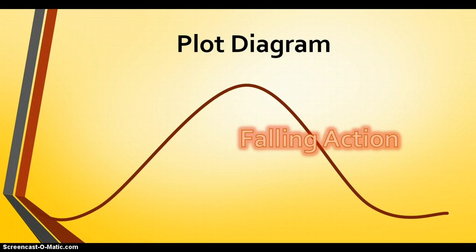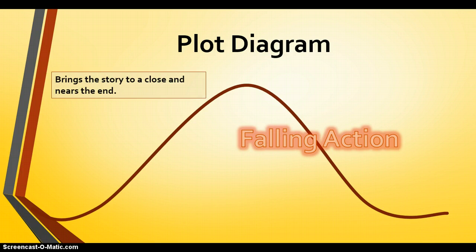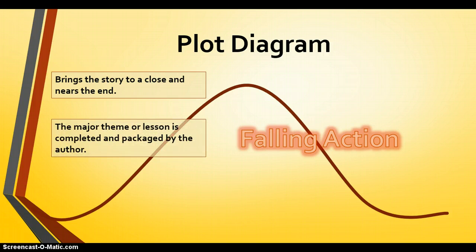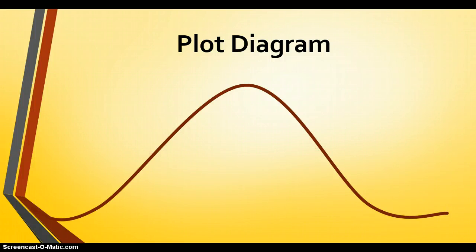The falling action is after the climax. It brings the story to a close and nears the end, but it's not the end. In fact, the major theme or lesson is quite often outlined during the falling action. It's packaged up by the author usually during this time. It collects all of the major ideas and puts them together in the theme, or the moral of the story, which is typically found in the falling action.